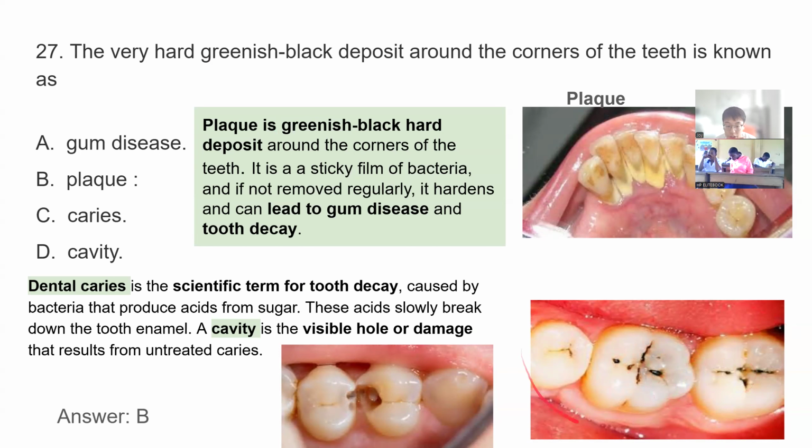So this picture on the right is an example of caries where acids led to tooth decay, and on the left, this is a cavity, and a cavity is a visible hole or damage that results from caries. So if the caries are not treated and managed regularly, it can lead to cavities, like holes.